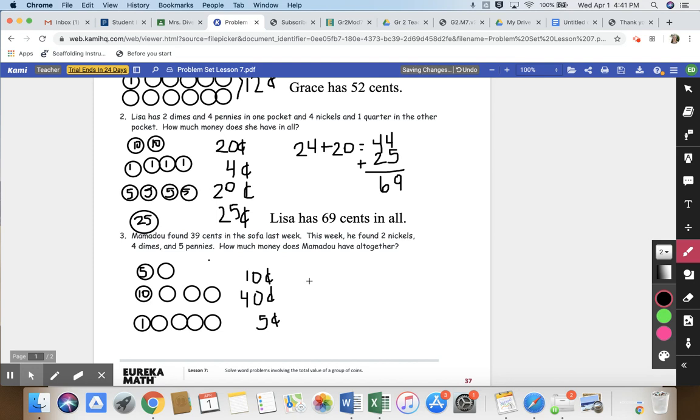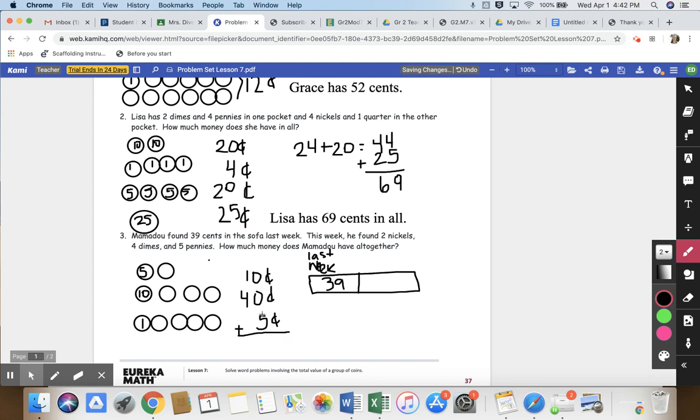Okay, so if we wanted to draw a tape diagram to show what it is it's asking, we've got last week, and that was 39 cents. Takes me a little longer to write this than it does with a normal pencil. So 39 cents last week. And then we can add all of these together to get the amount that he found this week.